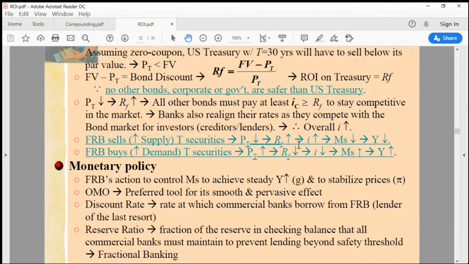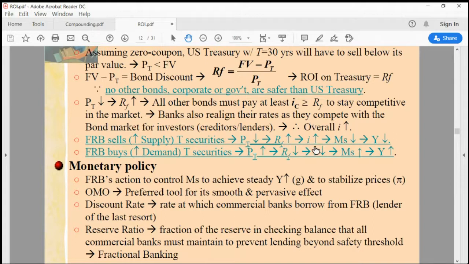When the safest borrower is paying a higher rate, you cannot just be complacent and still maintain your low return. Otherwise, you will lose all your investors to the U.S. Treasury. So you'll have to follow suit. You have to also pay a higher return. So all the other bonds, corporate bonds, municipal bonds, they all have to pay higher interest, higher return, right? Higher coupon rate. So overall interest rate in the market goes up.